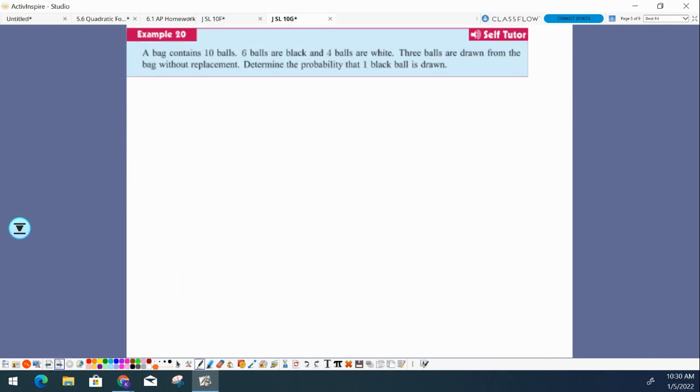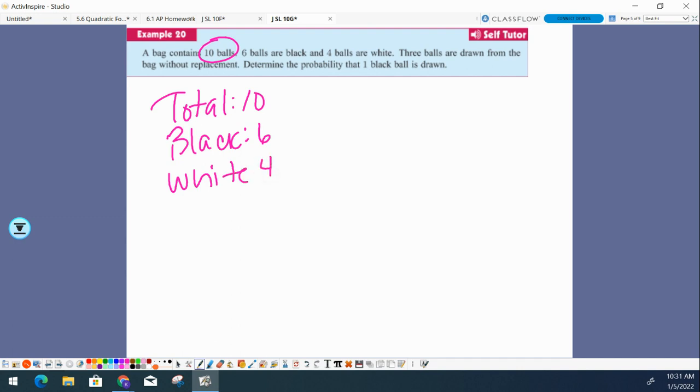All right, last example, example 20. We've got 10 balls, so our total is 10. 6 are black, 4 are white. 3 balls are drawn without replacement, so that means it's dependent.